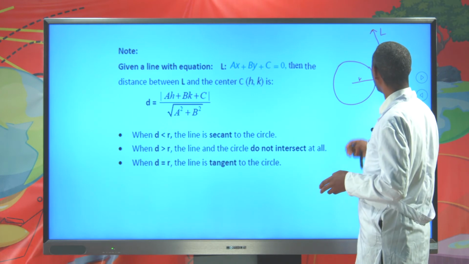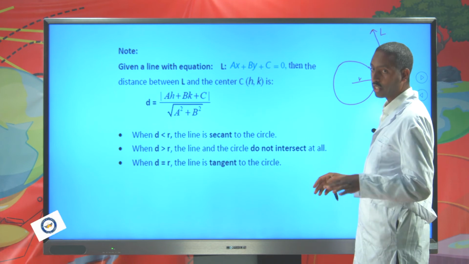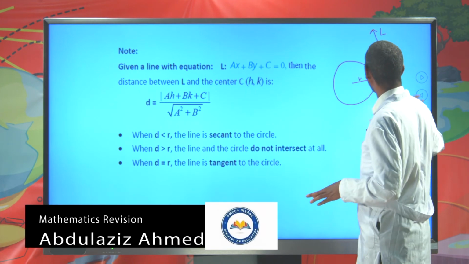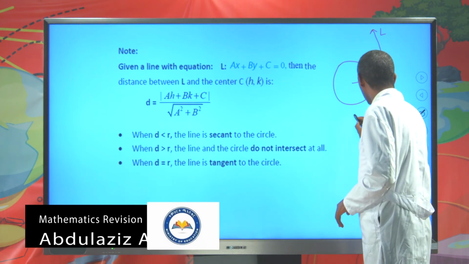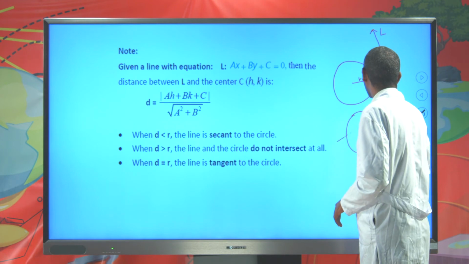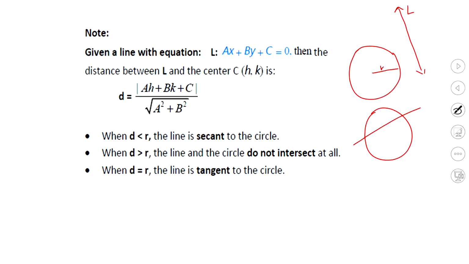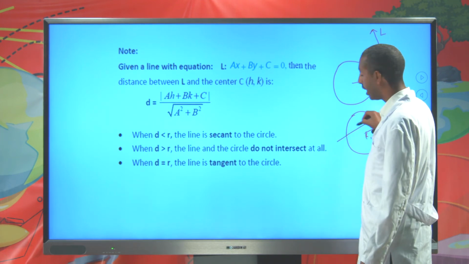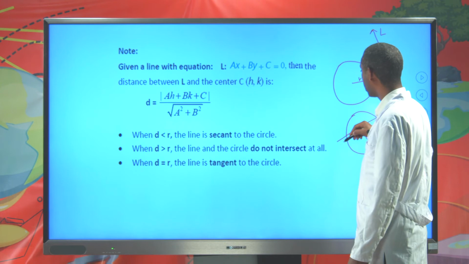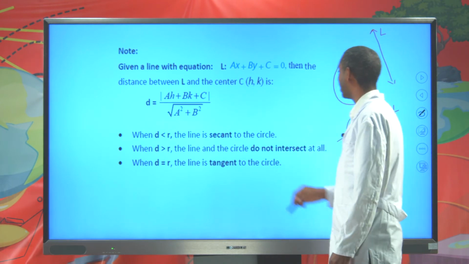The first one, the circle and the line may not intersect at all. So the circle is here, the line is there, so there is no intersection point. And the other relation is a circle and a line may intersect at 2 points. So this is the point of intersection between the line and our circle with center HK and radius R. So this line, we call it the secant line. If a line intersects a circle at exactly 2 points, we call it a secant line.